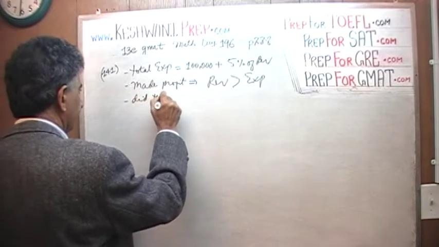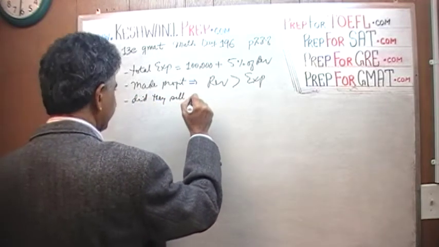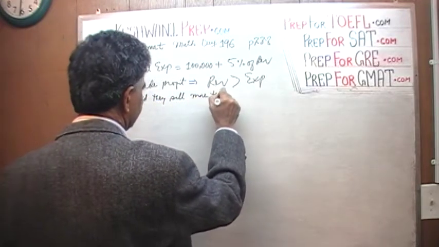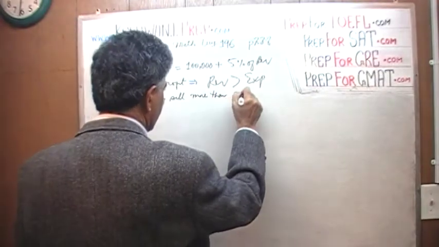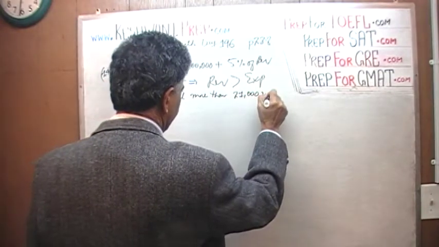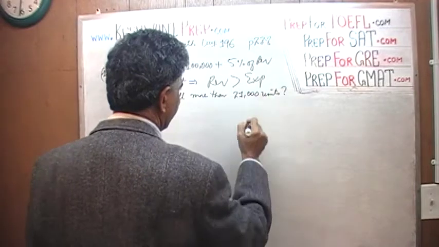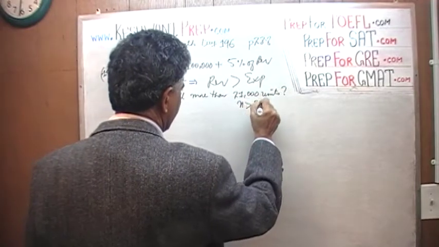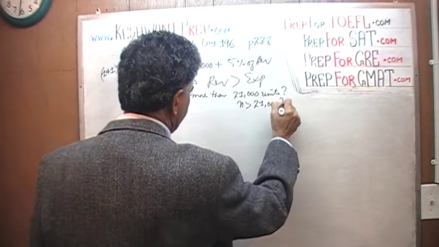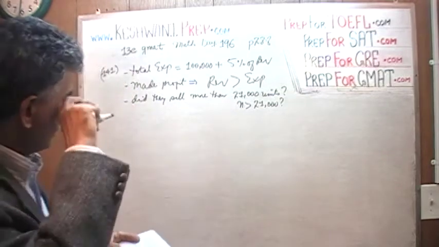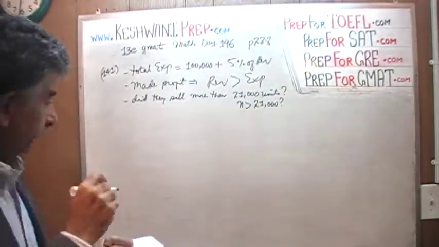The question simply is, did they sell more than 21,000 units? That's all it is. In other words, is n greater than 21,000? N is the number of units, you understand? Let's see what they tell us.